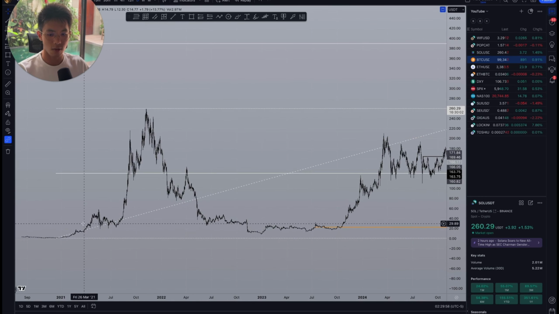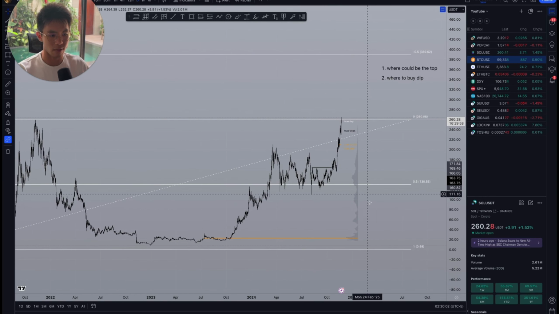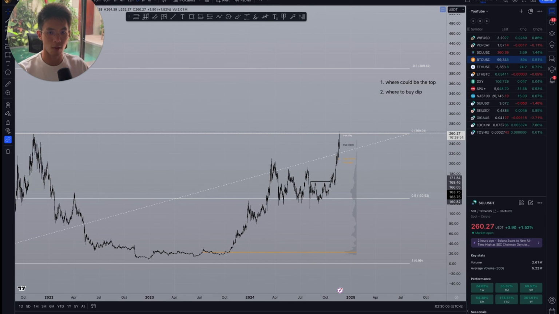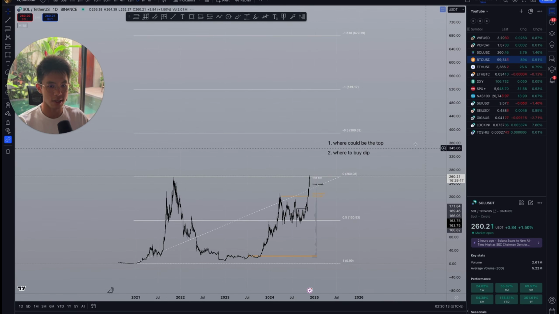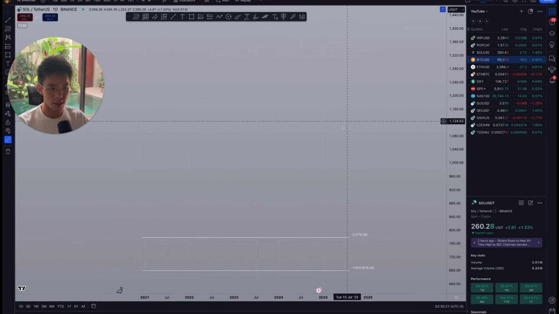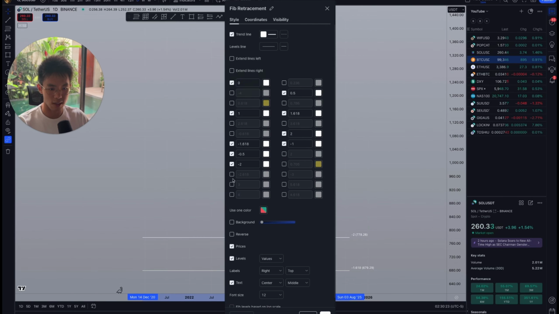First things first, we're going to draw a fib from the previous all-time low to the previous all-time high. That puts us at a range of about $260. Now, the reason why we do this has one big reason: the standard deviations that you can see on the chart from the negative 0.5 to negative 1, and, to those of you more familiar with Fibonacci retracements, the negative 1.618 as well as the negative 2.618, which I haven't enabled yet on the chart.